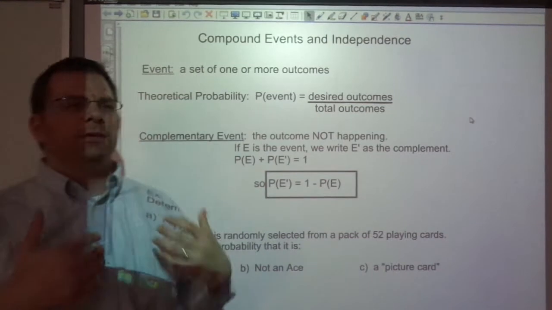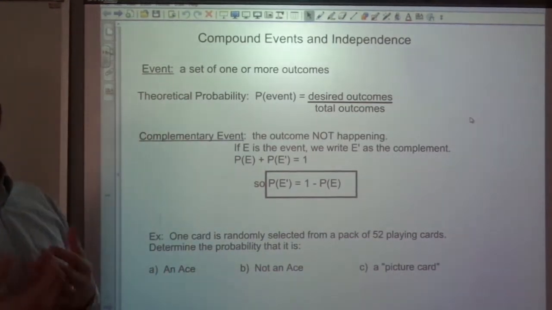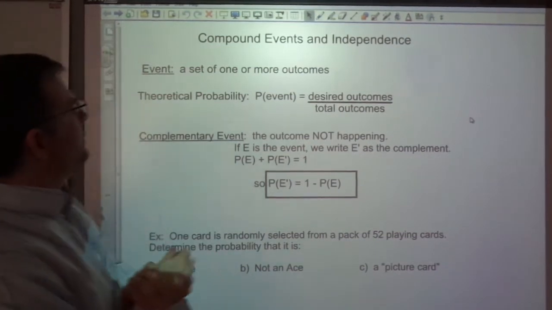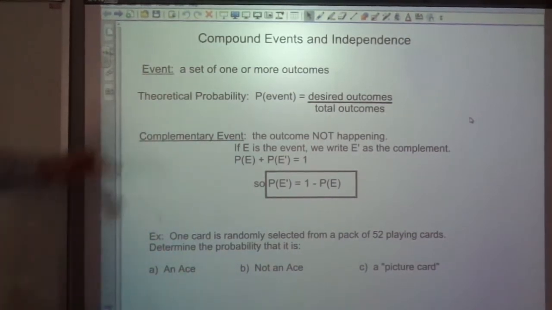Compound events just simply means when you have more than one event happening together, and independence we're going to look at in a moment. For the moment, copy down this part of the screen. Go ahead and pause it. And now I will explain.